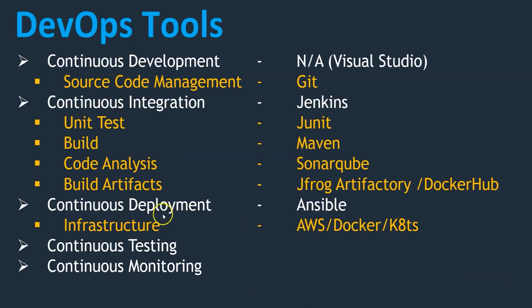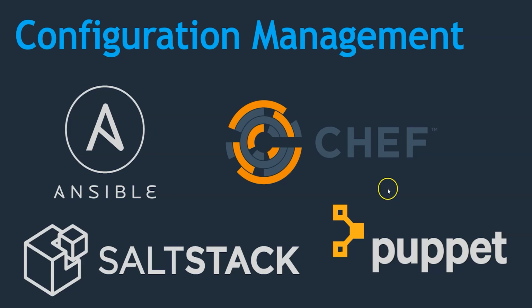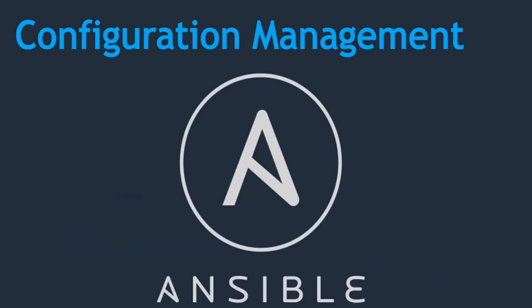Under continuous deployment, apart from infrastructure, we also need to maintain configuration management tools. Configuration management tools helps us to provision these resources or maintain these appropriately. So if we see the configuration management tools, Ansible, Chef, SaltStack, Puppet, these are the tools which are there under configuration management tools. Among these, again we are using Ansible.